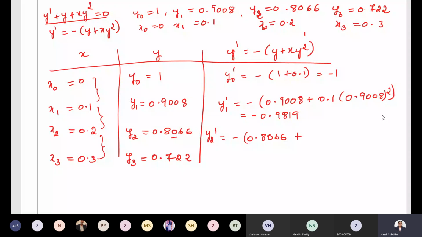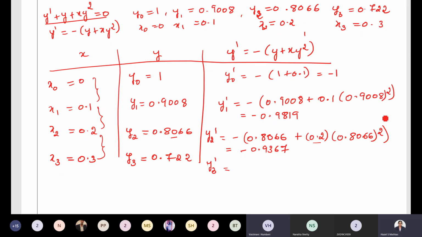0.8066 plus the corresponding x value, 0.2, into 0.8066 whole square. First find the square of this, multiply with 0.8, then add it with 0.8066. Tell me the value of y2 dash. Minus 0.9367.